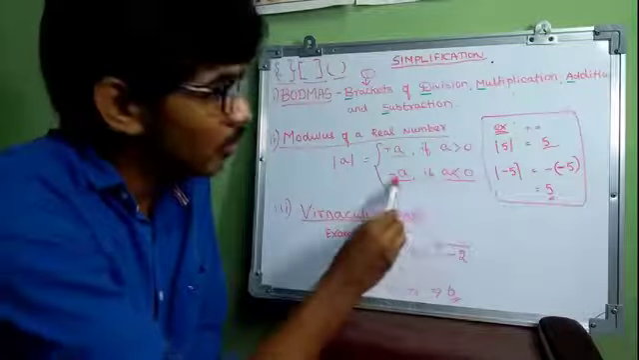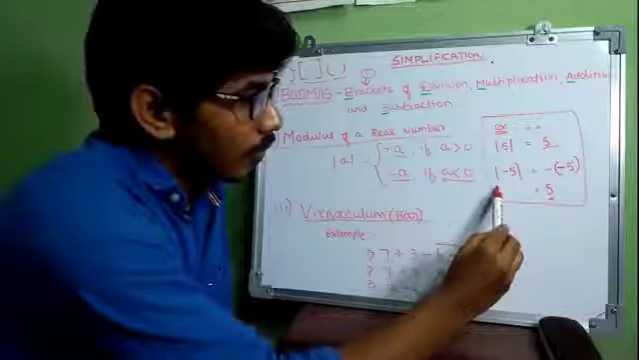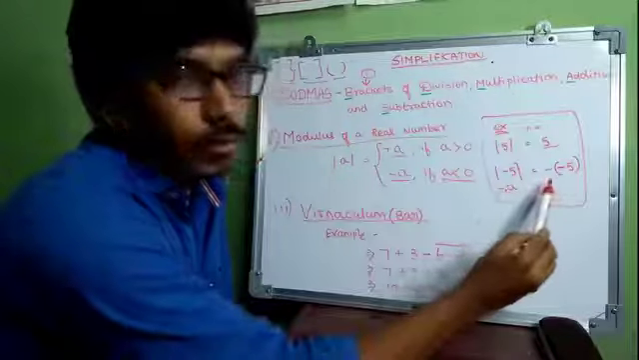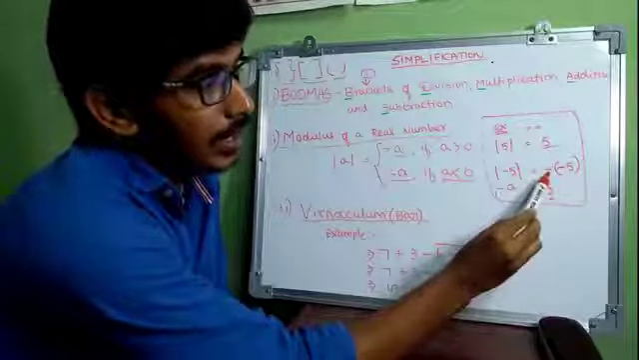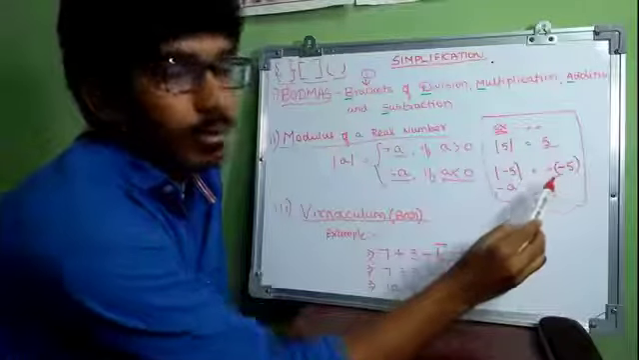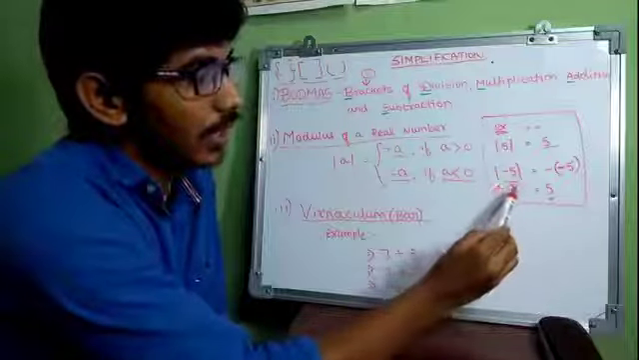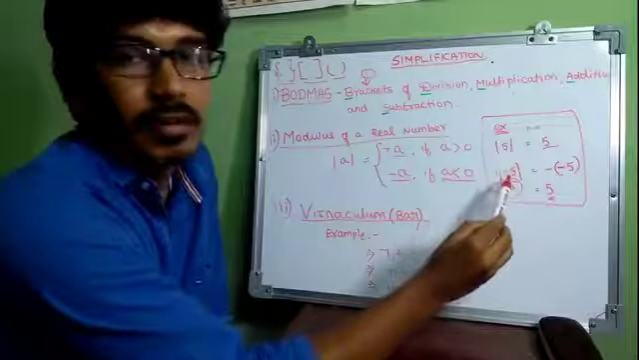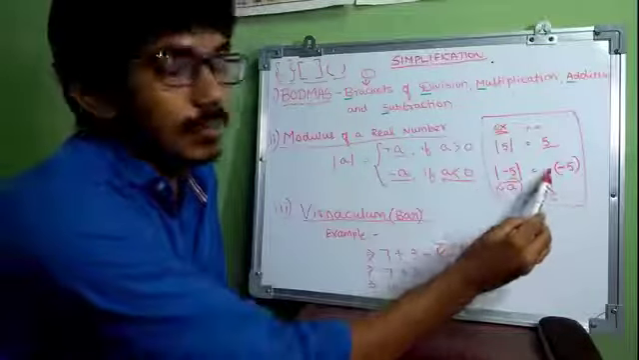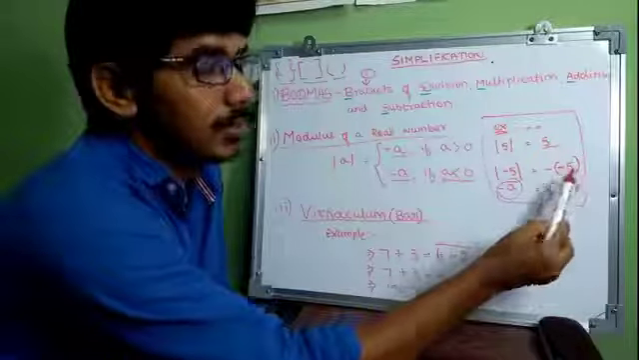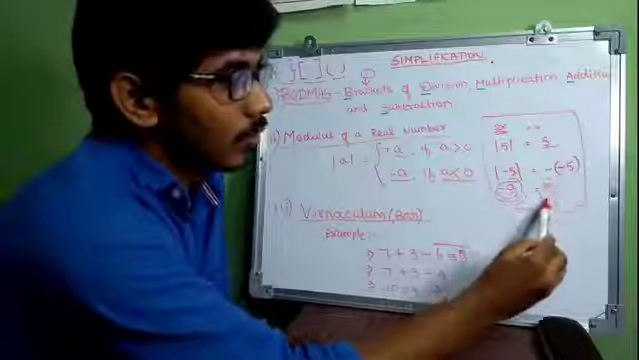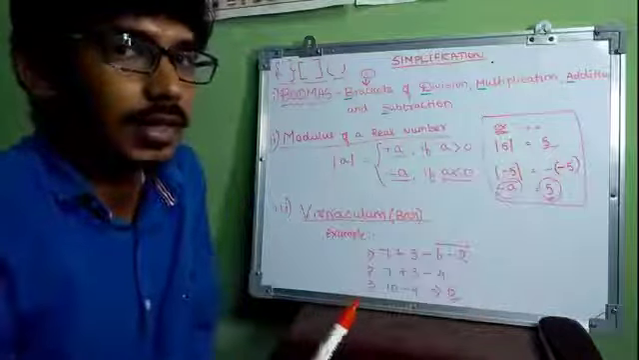Okay, here modulus of minus 5, it is less than 0, right? Then you have to use minus A. So we are using one more minus on this variable. Minus of minus 5, because you have to use minus A, right? Here A is nothing but minus 5. Minus A means minus of minus 5. Minus into minus is plus. So you will get 5 as the answer. Is it clear?